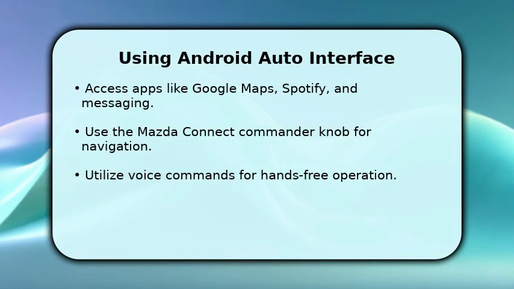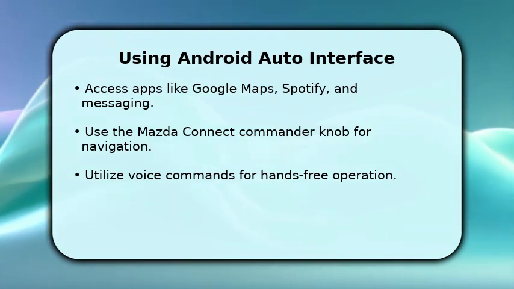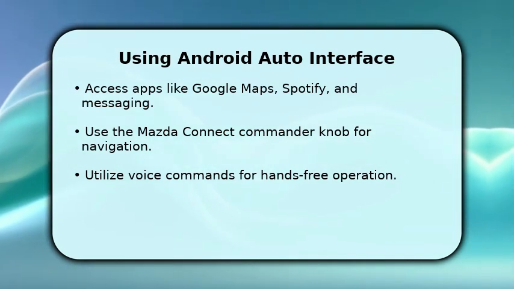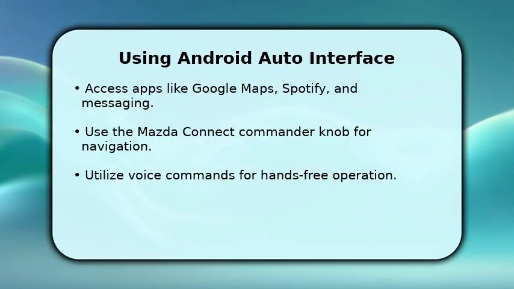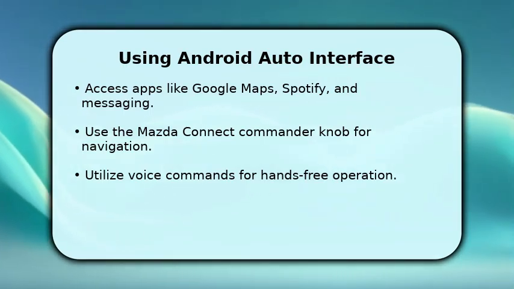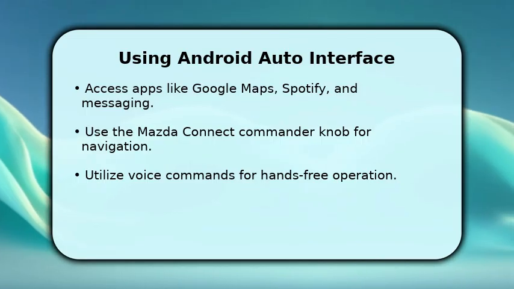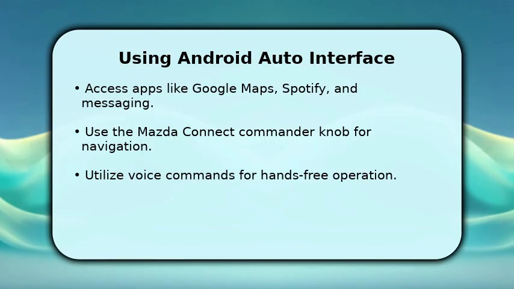Once Android Auto is running, you'll see a familiar interface on your Mazda's display. You can easily access your favorite apps, including navigation, music, and messaging. Use the commander knob and buttons on your center console to navigate through the menus. For ultimate convenience, simply use voice commands to control various functions, keeping your focus on the road ahead. You can also personalize your app layout from your phone.